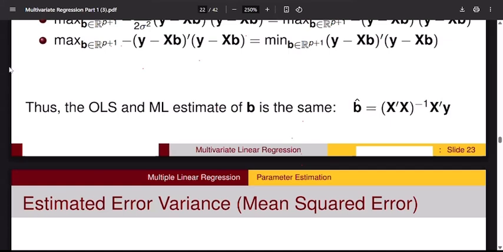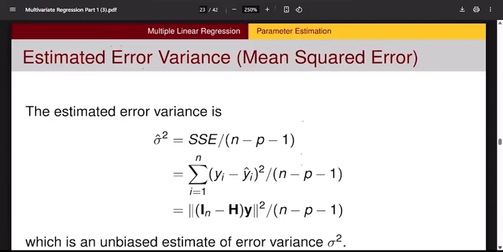Now, it means what we program in software to estimate the parameters of linear regression is actually that formula. That is what is programmed behind the scenes. We got that through maximizing the likelihood, the joint likelihood function. Now the next topic I want to move to, because of my time, is estimated error variance.